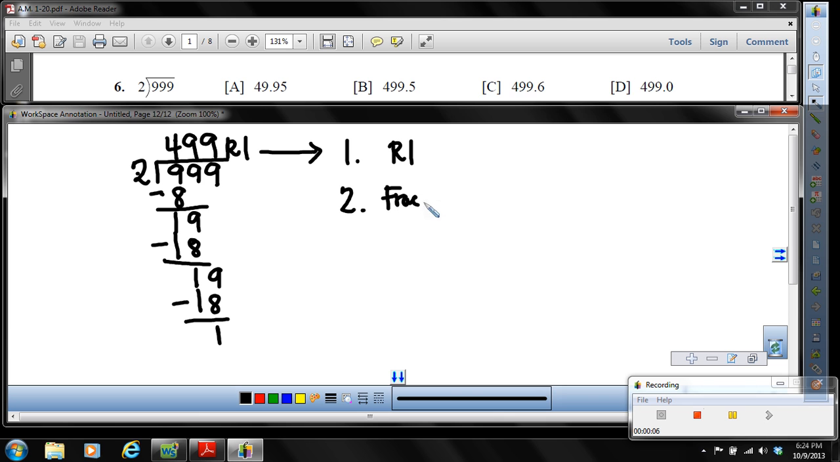And to make a remainder into a fraction, you take the remainder, which is 1 in this example, and you put it as the numerator, the top number of the fraction. And then you take your divisor, 2, and you make it your denominator. And then the third way to express this would be in decimal format.